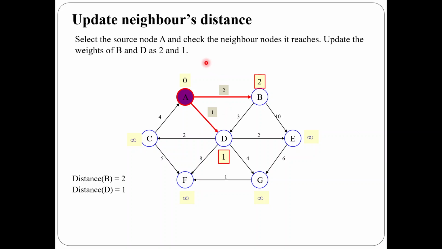Now select the source node A and check the neighbor nodes. The neighbor nodes are B and D, because these are the arrows pointing outwards. Always consider the outward arrows. A to B is 2 and A to D is 1. Previously it was infinite, but compared to infinity, the smaller values are 2 and 1, so I will take them.